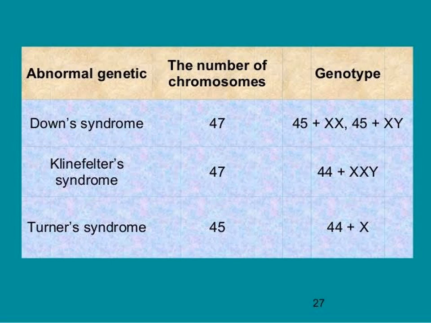So now the example, Down syndrome. The number of chromosomes is 47. So the genotype is 45 plus XX and 45 plus XY. And the Klinefelter syndrome, the number of chromosomes is 47 and the genotype is 44 plus XXY. And the Turner syndrome, the number of chromosomes is 45 and genotype 44 plus X.